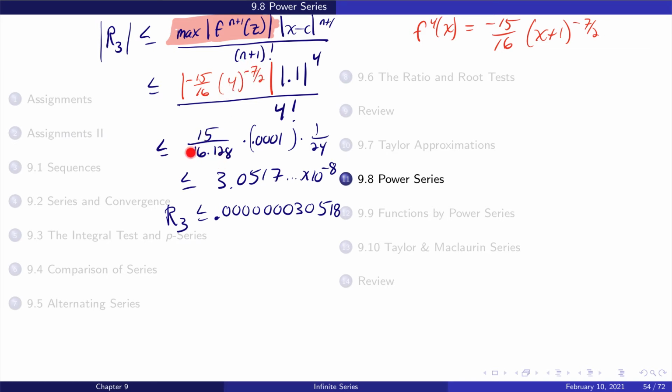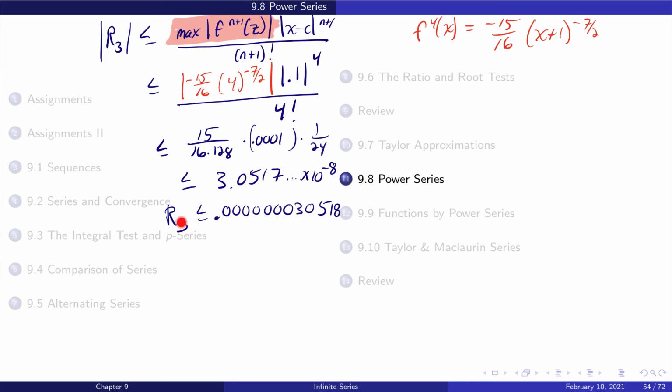So I've got 15/16 times 128. The negative disappears because I'm taking the absolute value. The difference between the 3.1 and the 3 is 0.1, raised to the 4th is 0.0001. And then 4 factorial is 24. Simplifying all that using a calculator, I get 3.0517 times 10 to the negative 8th. So the remainder, or the maximum error for that third degree polynomial, is this quantity here.